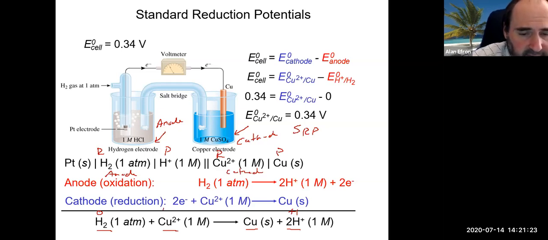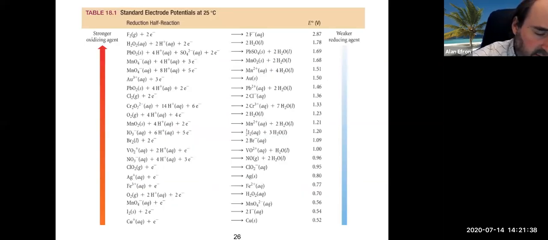And the copper is going from +2 to 0, gaining electrons and becoming reduced. So they basically hooked up the standard hydrogen electrode to all kinds of different guys and came up with these SRP values. Here's a table.